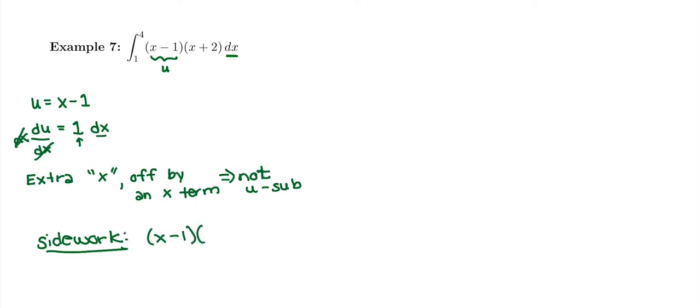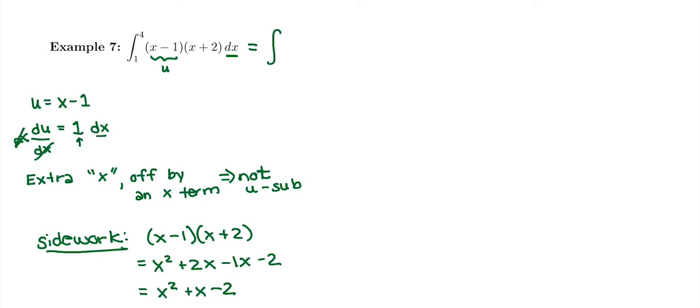I have x minus 1 times x plus 2. I can FOIL that. X times x is x squared. X times 2 is going to give us 2x. Negative 1 times x is going to give us negative 1x. And then negative 1 times 2 is going to give us negative 2. So I end up with x squared, 2x minus 1x is going to be an x, minus 2. And that's what we can rewrite that integrand to be. So we have the integral from 1 to 4 of x squared plus x minus 2 dx.